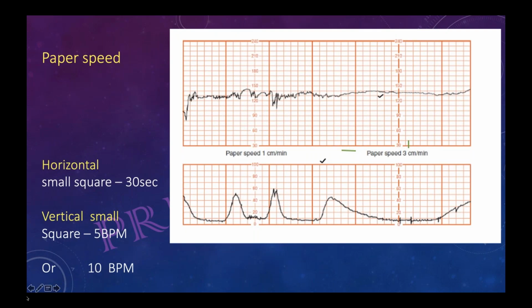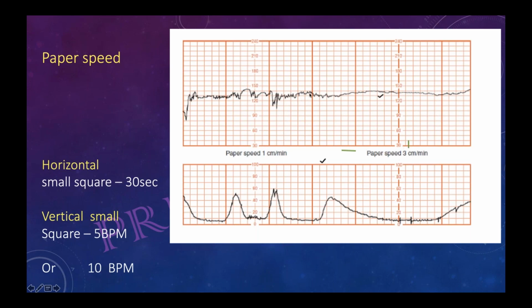Now I'll be starting with the very basics. Usually you find a CTG trace, and we have to really look at the paper speed. Either it will be 1 centimeter per minute or it will be 3 centimeter per minute.